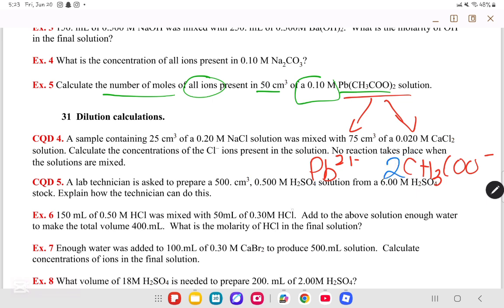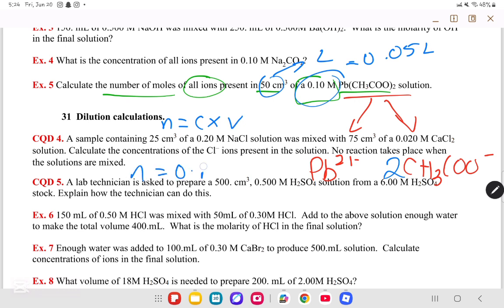Next, we're going to change this into liters. To change it into liters, you will divide it by 1,000. So 50 divided by 1,000, that is very simply 0.05 liters, and you have the concentration. So let's find the number of moles by doing n equals C times V. The number of moles is equal to the concentration, which is 0.1, times the volume, which is 0.05. So 0.1 times 0.05 is 5 times 10 to the power of minus 3 moles, right?